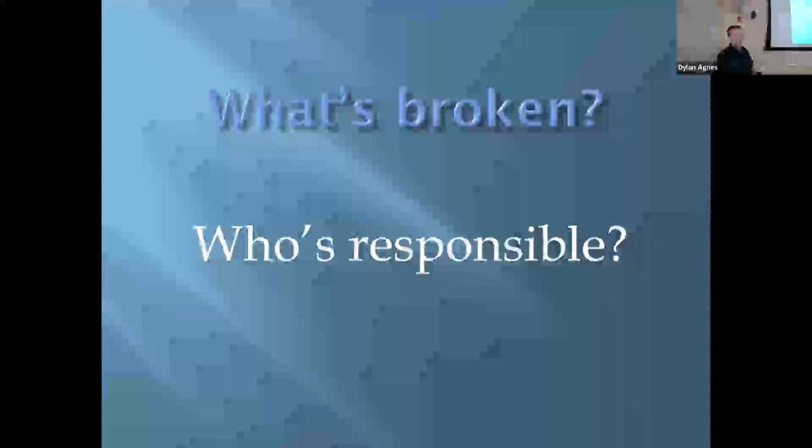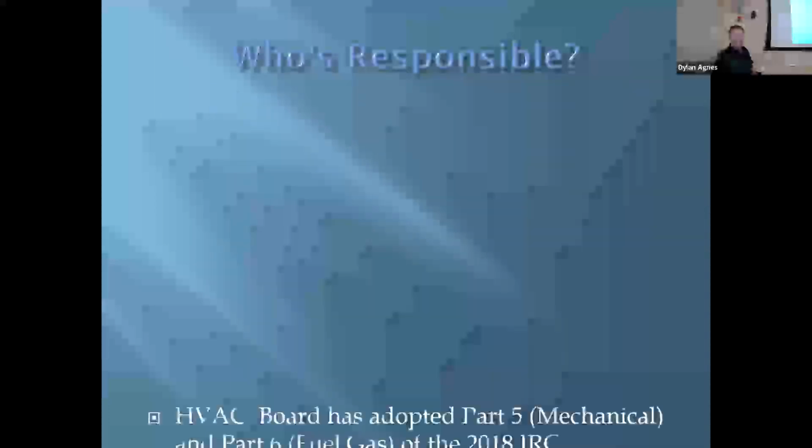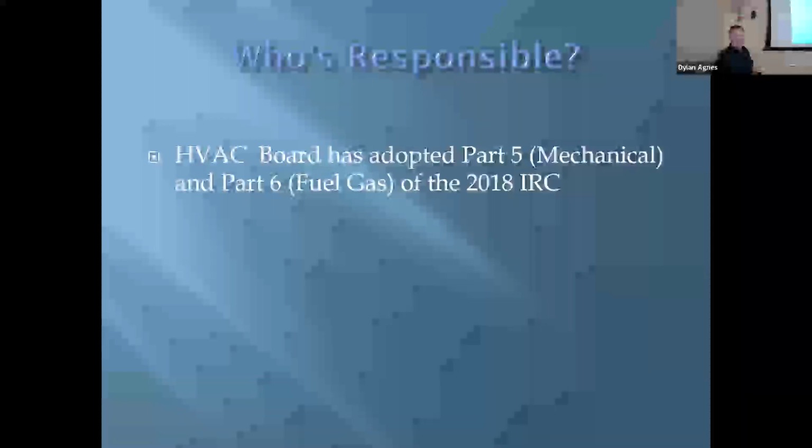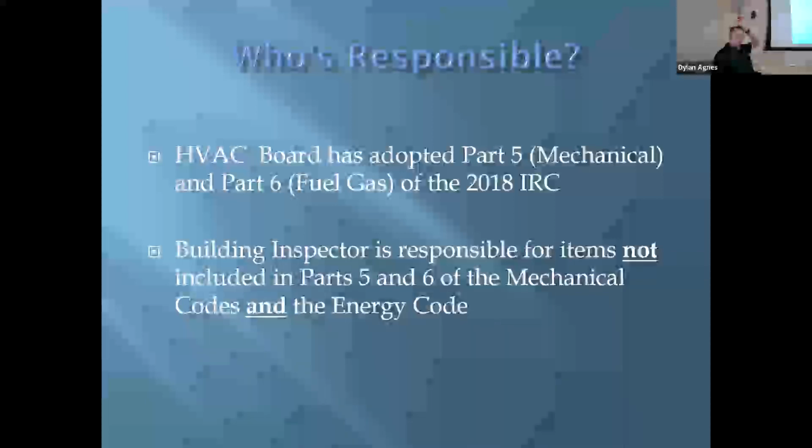And then the next part is who's responsible. So what's broken is a little more difficult. I'm going to start with who's responsible. And the first one is the codes themselves. And so when we're dealing with fireplaces, we're dealing with multiple codes. If they have anything gas related to them, then it gets into part 6 of the fuel gas code. All of the ventilation, makeup air, all of that is in the mechanical code.